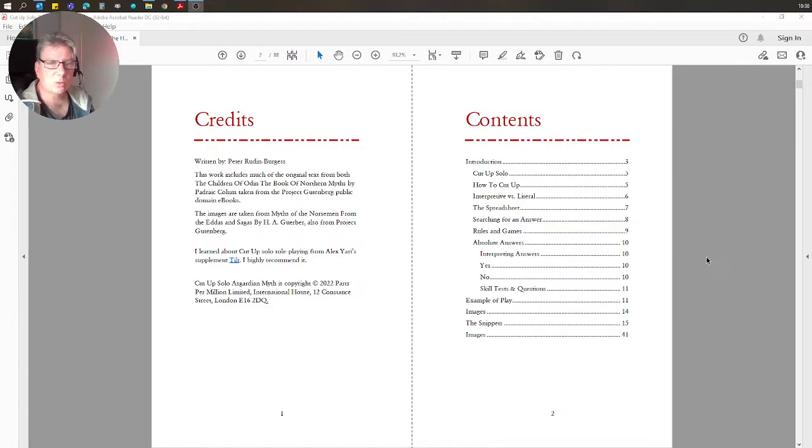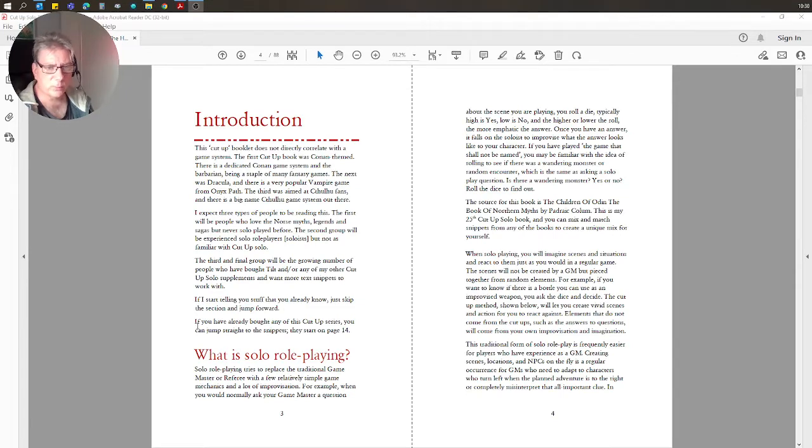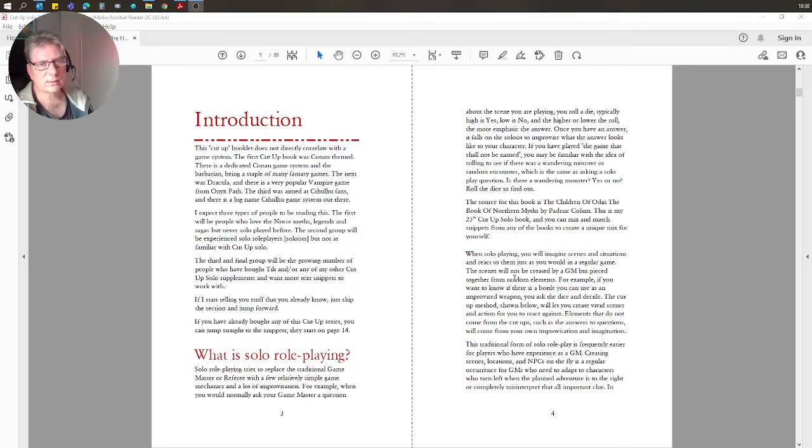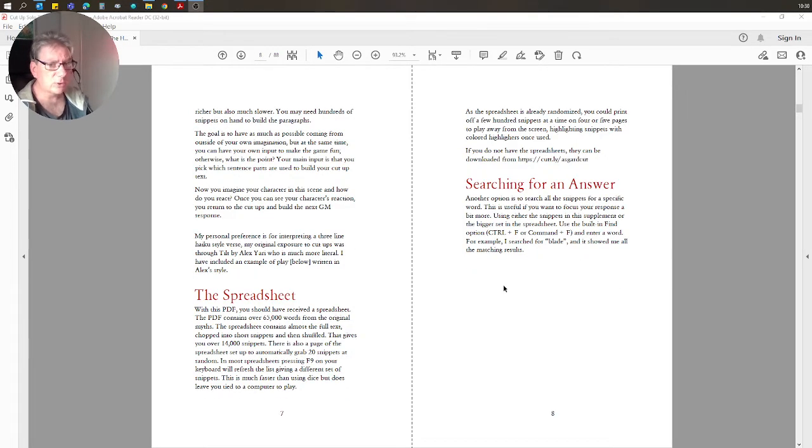So what you get is the fairly standard preamble about what is solo role-playing, what is cut-up solo, and how do you cut up. And then there's two ways of using cut-ups. One is interpretive, and the other one is literal. I explain the difference and then demonstrate it.